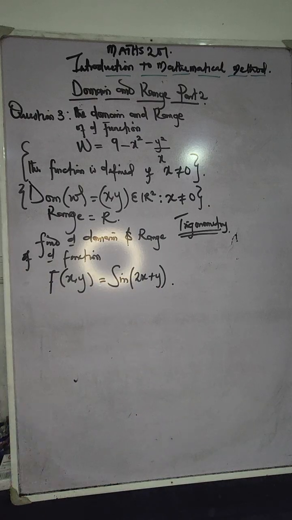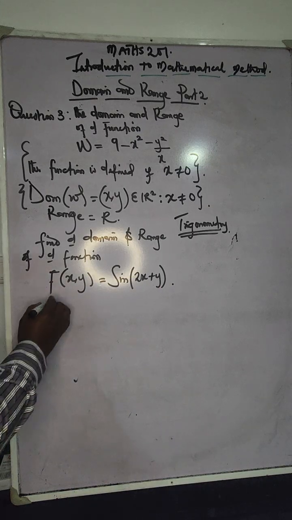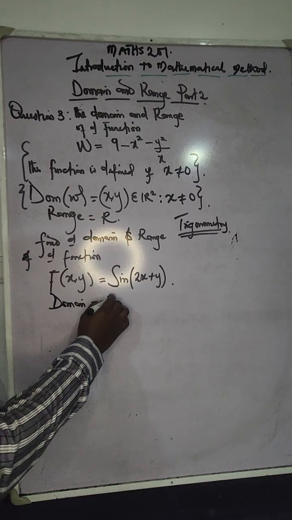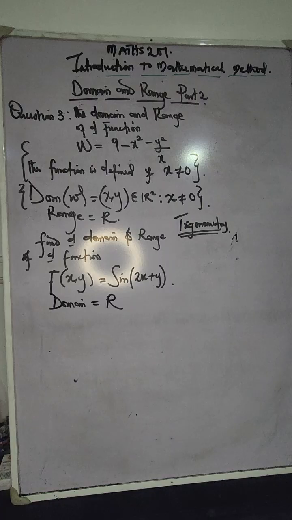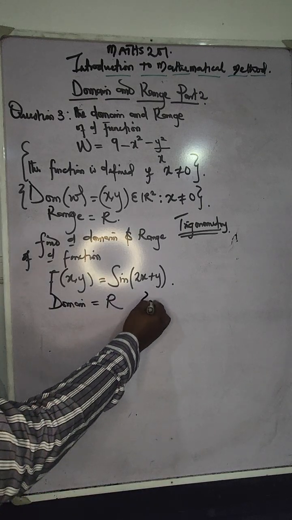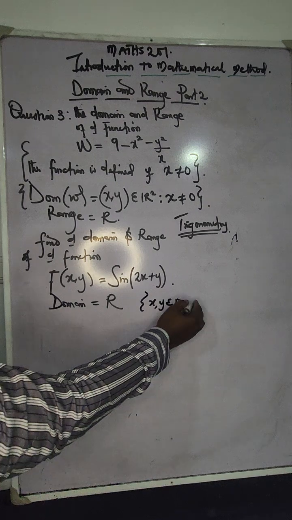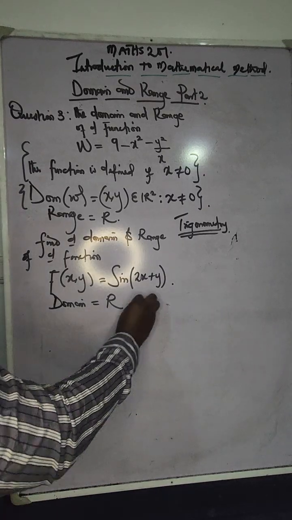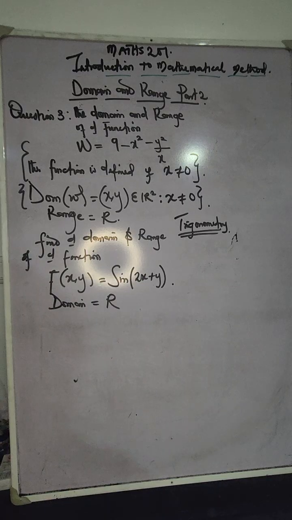Alright? So we said that the domain of this function is all real numbers. Or you can simply say x comma y element of all real numbers squared. That's valid. All real numbers. So what will be the range of the function?